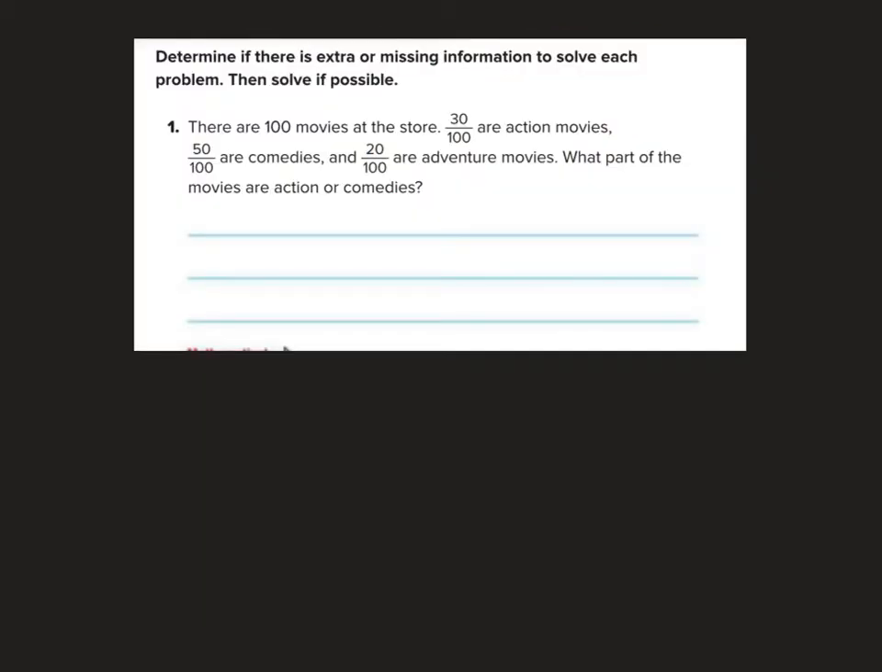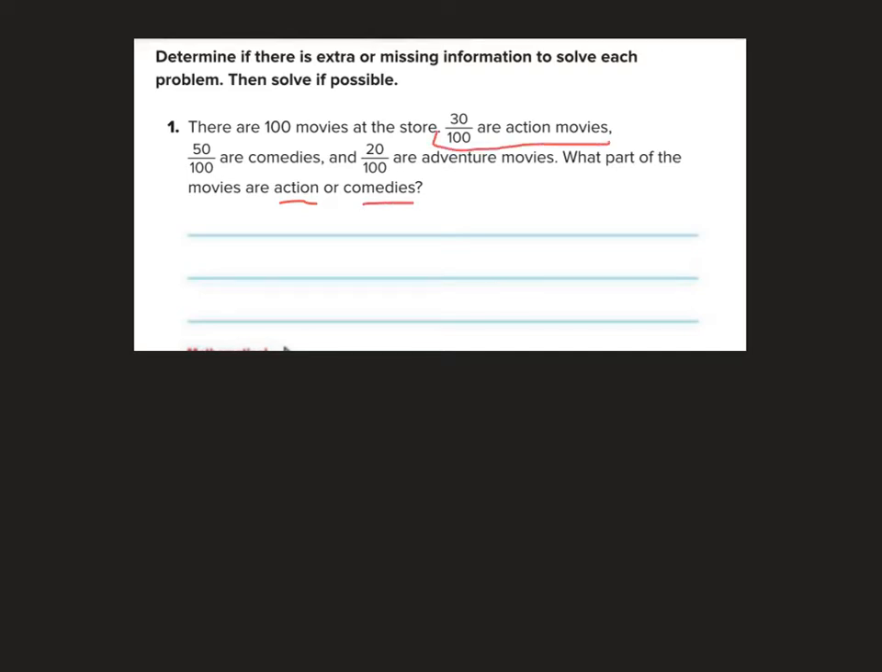Determine if there is extra or missing information to solve each problem, then solve if possible. There are 100 movies at the store. 30/100 are action movies, 50/100 are comedies, and 20/100 are adventure movies. What part of the movies are action or comedies? Okay, we can solve this one.